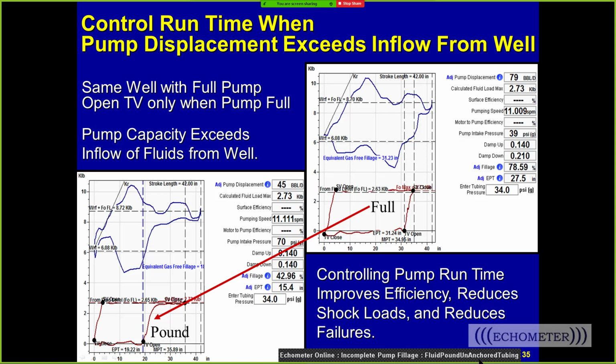So those are typically the three things that you can do to maintain a full pump. By controlling runtime and maintaining a full pump, you improve the efficiency because you only pump when the pump's full and you don't waste horsepower compressing the gas. You reduce the shock loads. There's a shock load right there when you open the traveling valve on the downstroke to release the fluid load, and you reduce failures. We'll talk about that a little bit in a minute.